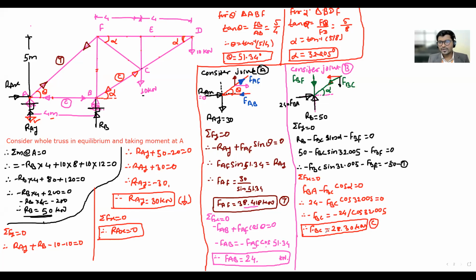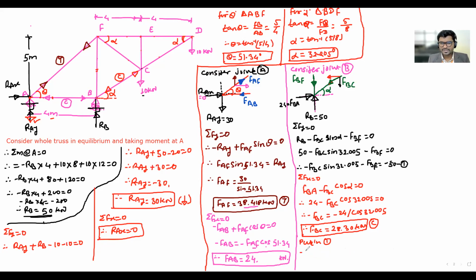Now put this value of BC in equation 1. You will get FBF. So putting in 1, equation 1 implies minus FBC sine of 32.005 is equals to, I take it to the right side, minus 50 plus FBF. Correct? Oh wait, just a minute. We need to find BF, right? Just a minute. I will put the value directly over here for the BC.